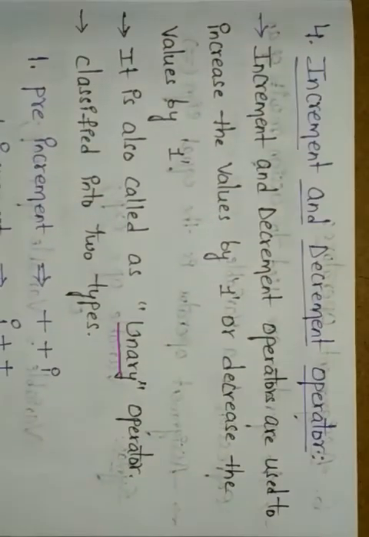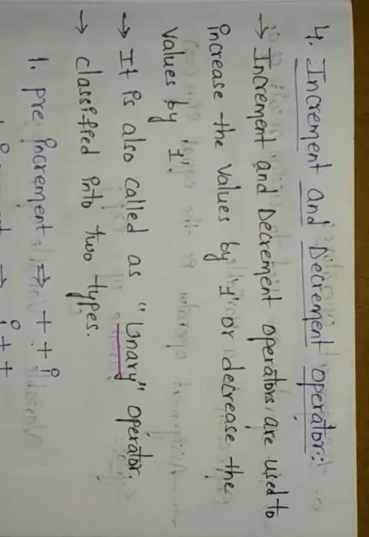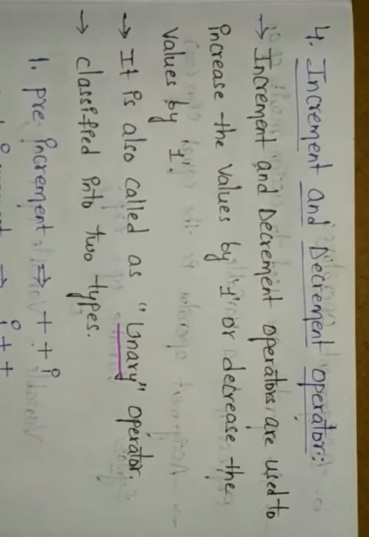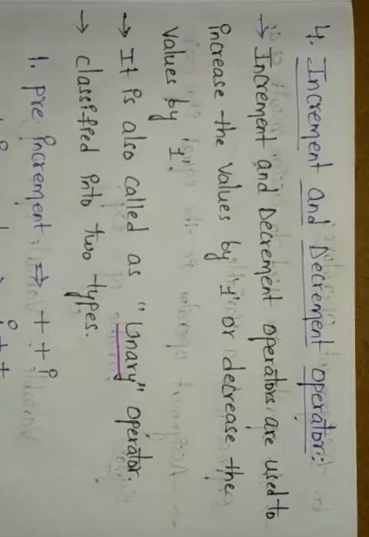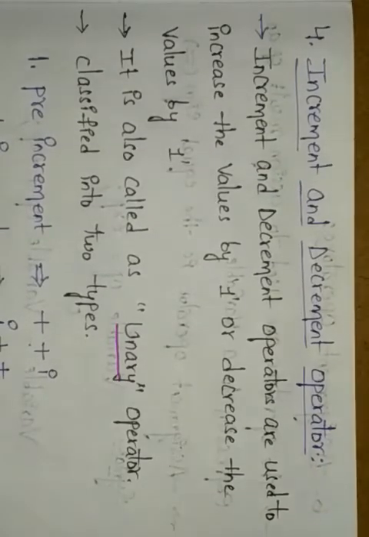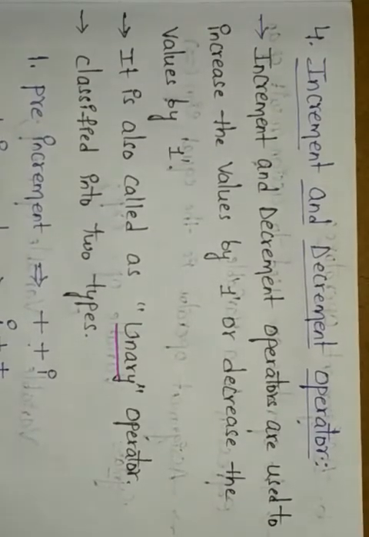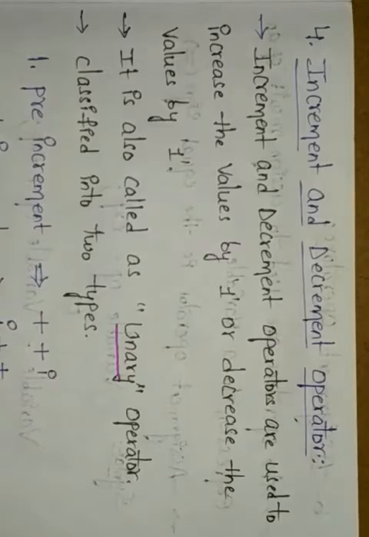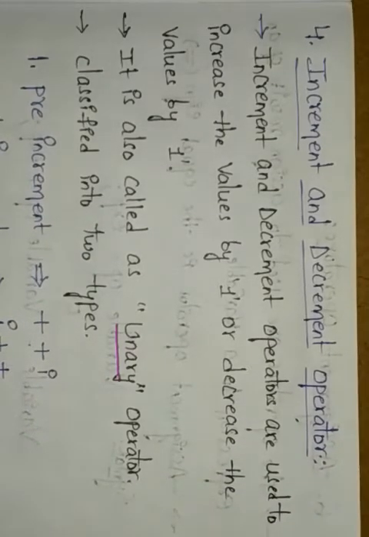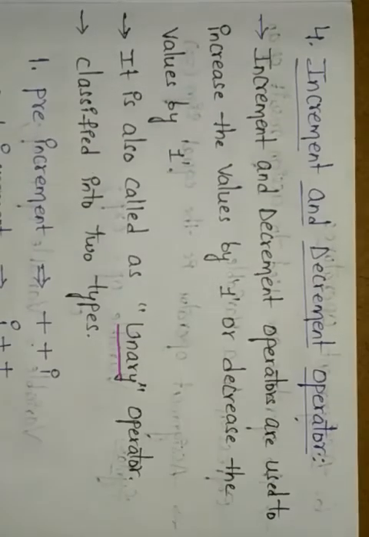Here we have the fourth one, that is the increment and decrement operators. Increment and decrement operators are used to increase the value by 1, or else to decrease the value by 1. And also we can call these operators unary operators.